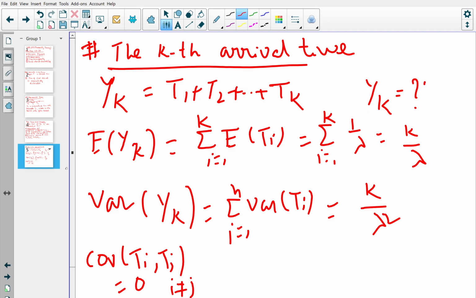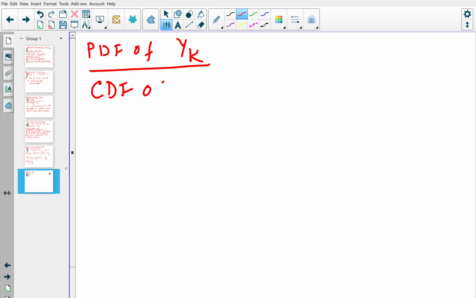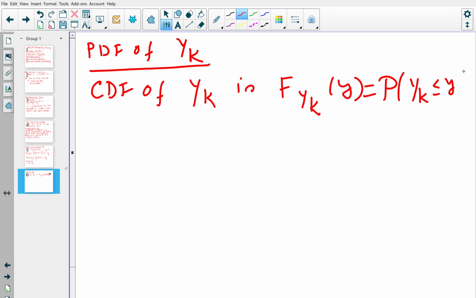Now you would like to know what the PDF looks like. There are many methods, so I will compute with one method. How do we find the PDF of Yk? I will first find the CDF of Yk. You know that the CDF of Yk at some point y is nothing but the probability that Yk is less than or equal to y, by definition. But what is the meaning of the event Yk less than or equal to y? I would like to find the probability of this event, which gives you the CDF of the random variable Yk. But what is this event?